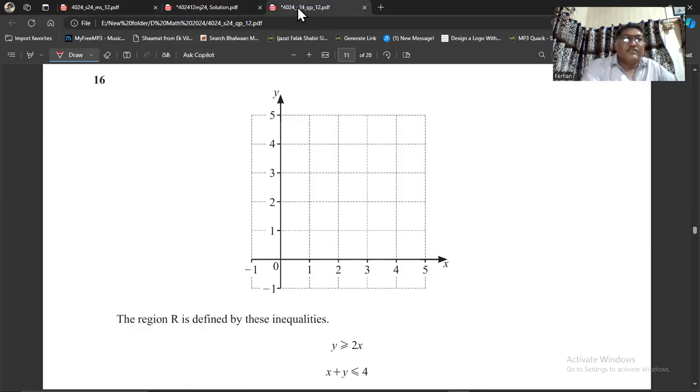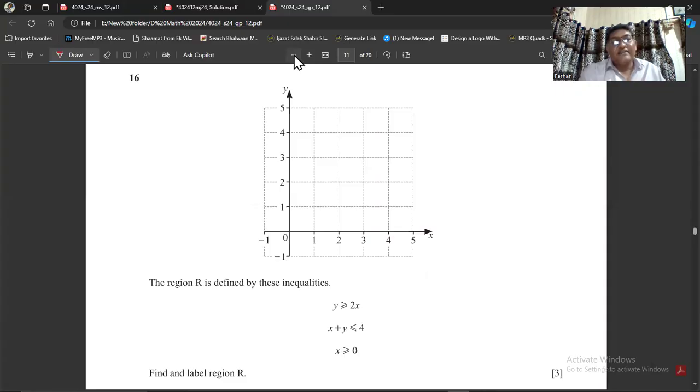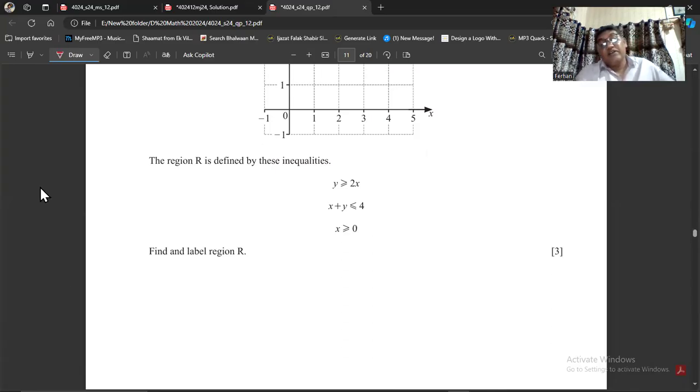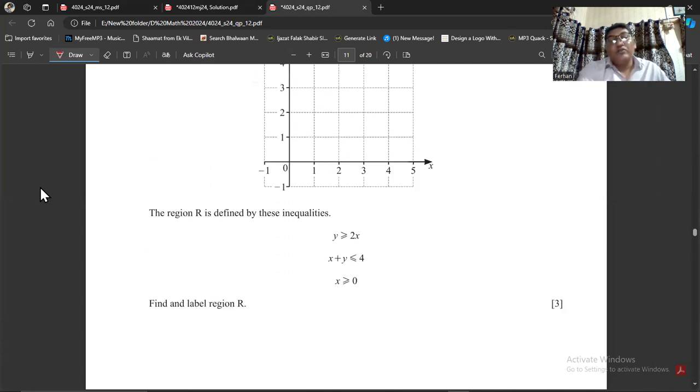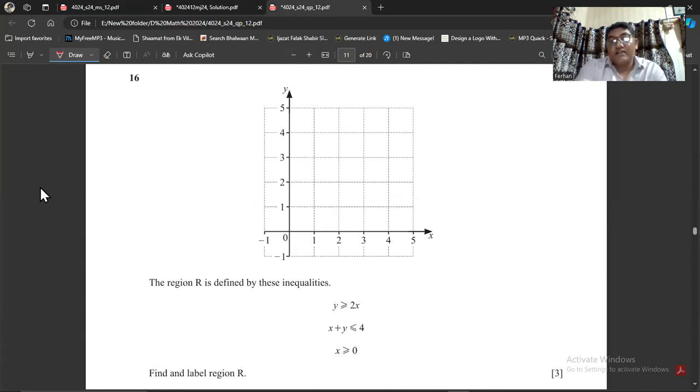Okay, question number 16 coming up on your screen. He says the region R is defined by these inequalities. So what I will do, I will draw these lines. The first line is y is greater than 2x, and the second line is x plus y is less than 4, and x is greater than 0. I will draw these in lines. These are basically inequalities. So then I will be able to label the area R.